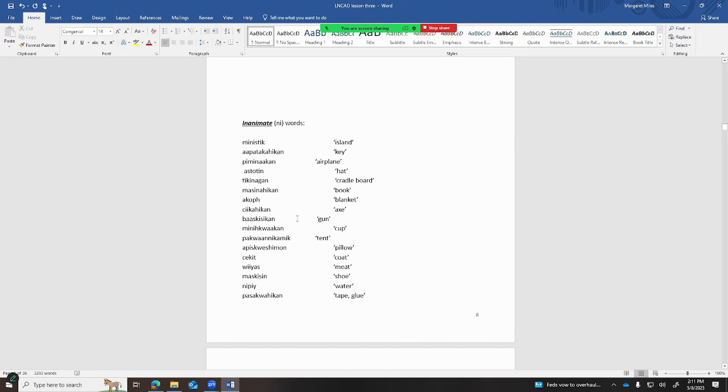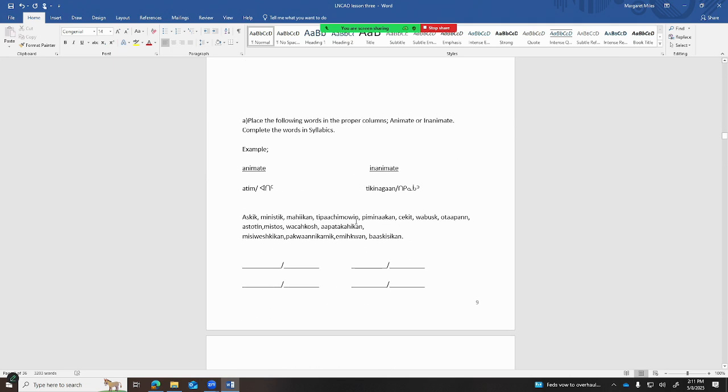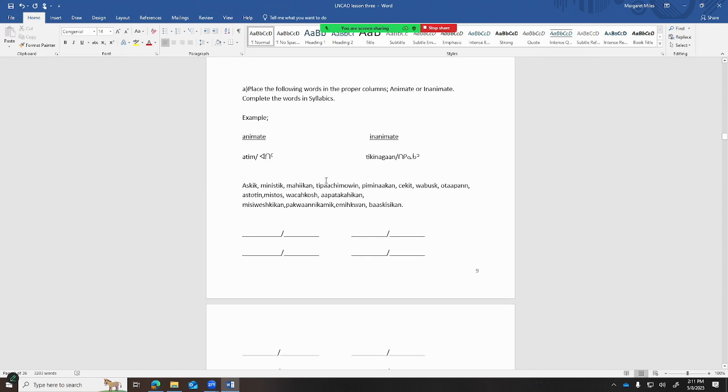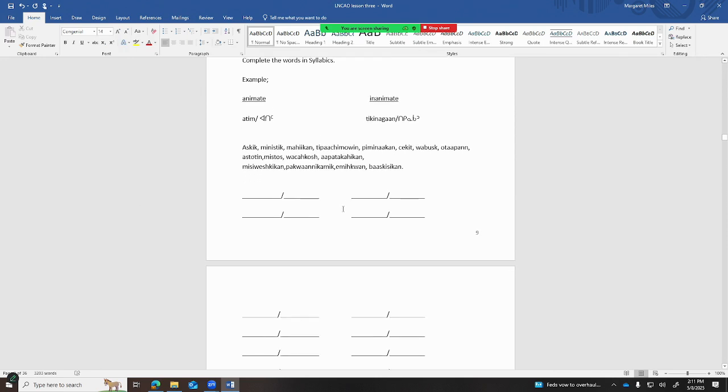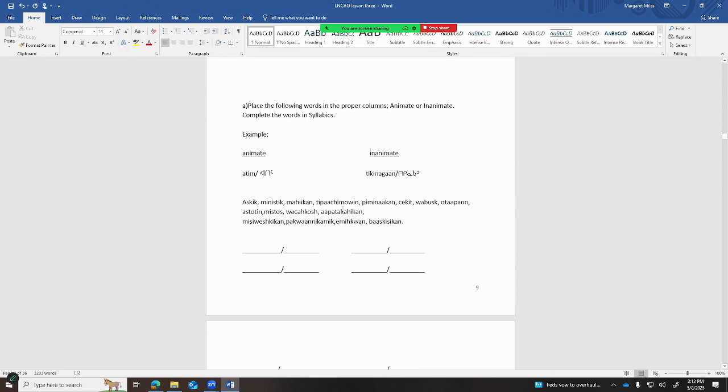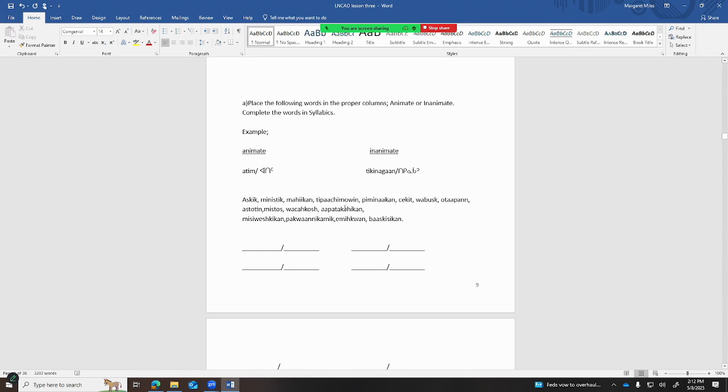And we have exercise A. Place the following words in proper columns, animate or inanimate. Complete the words in syllabics. So the first one was done: animate, atim, and also written in syllabics. And inanimate, tikanagan, and written in syllabics. So you put the words in their columns, animate and inanimate, and write them in syllabics.